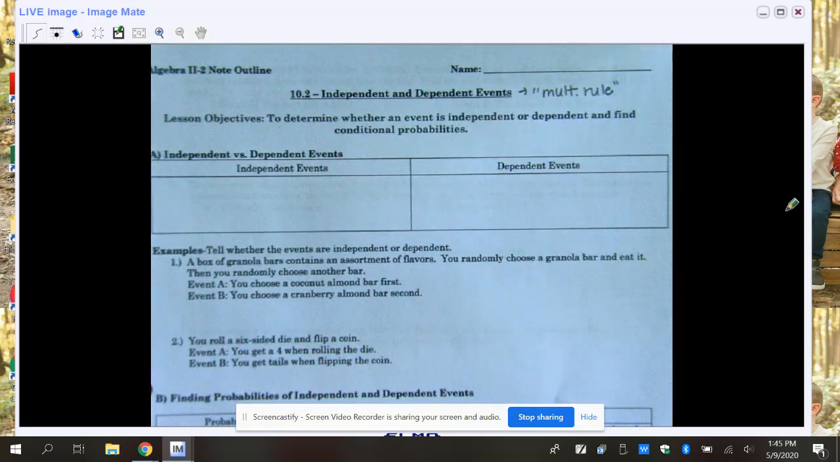And so first let's just talk about what independent versus dependent. I don't know why I keep saying appendant. Oh my gosh, you guys.